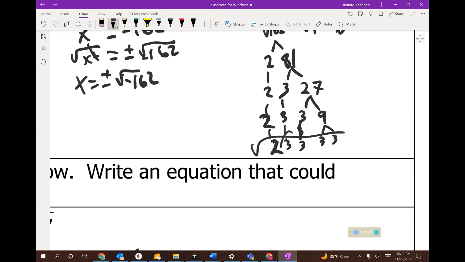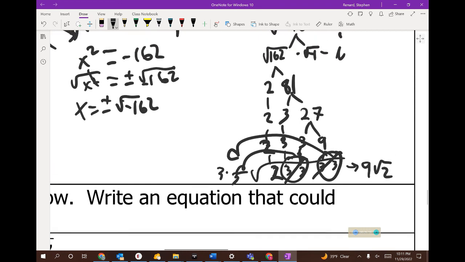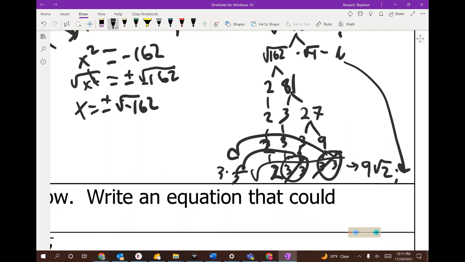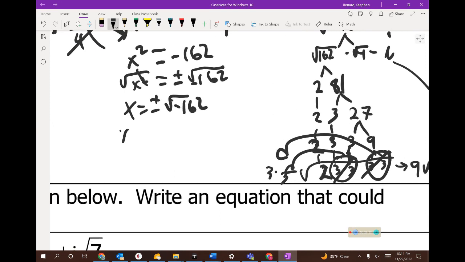We're looking for pairs. We have 2 pairs of 3s. So we pull out both of them. 3 times 3. So that's going to give us 9 radical 2. We can't forget the i. So we have our plus or minus, we have our 9, we have our i, we have our radical 2. And that's the answer to number 20.